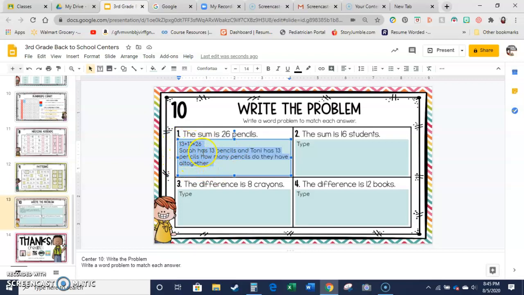Here I wrote, Sarah has 13 pencils and Tony has 13 pencils. How many pencils do they have all together? When typing your answer, do not worry about spelling. What I'm looking for is, can you write a word problem that has the same answer?